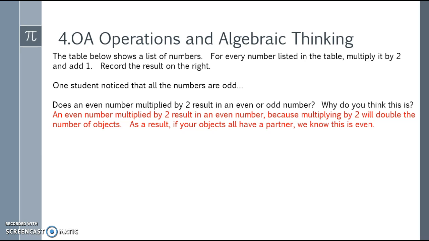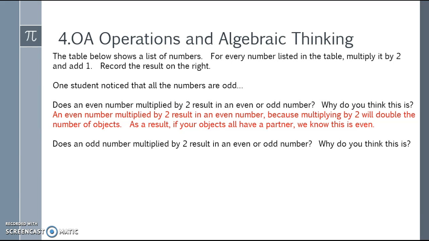Well, if we have an even number and we multiply it by 2, the result will always be an even number, because multiplying by 2 doubles the number of objects we have. So as a result, all of our objects started with a partner, and now we'll continue to have a partner when we just double the amount that we have.